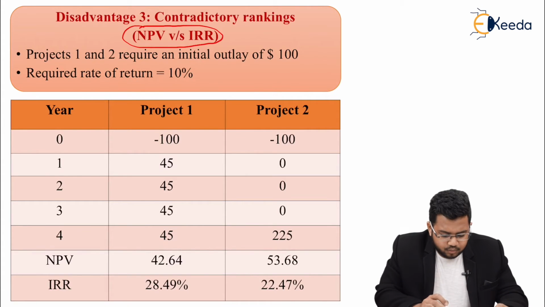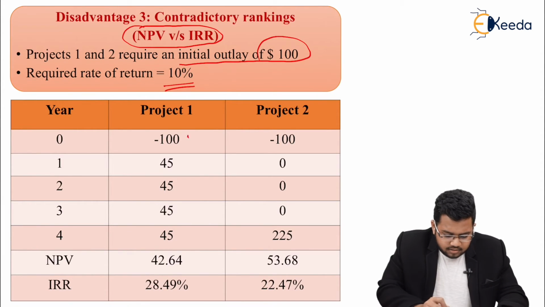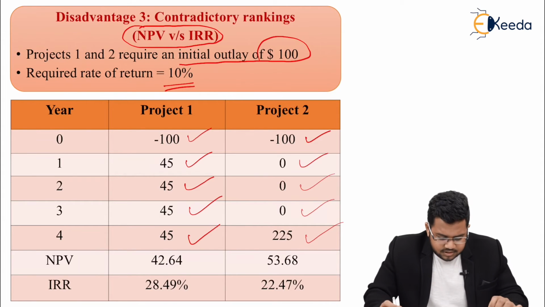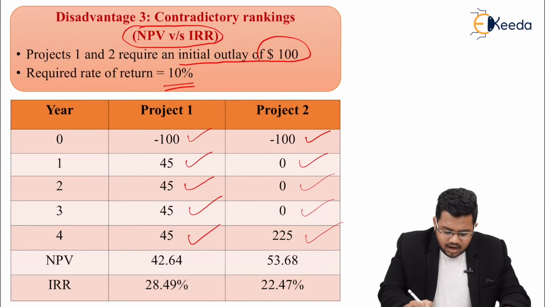Let's consider project 1 and 2 with initial outlay of $100 and required rate of return or our discounting rate here is 10%. See, now in front of you there are cash flows. Project 1 has outflow of 100, then inflow of 45, 45, 45, 45. Project 2 has outflow of 100, no inflow for the first 3 years, and then inflow of 225. Now in this case, which project should be selected is the question. Now you can remove your Calc and start solving. So I'll write the steps for you.